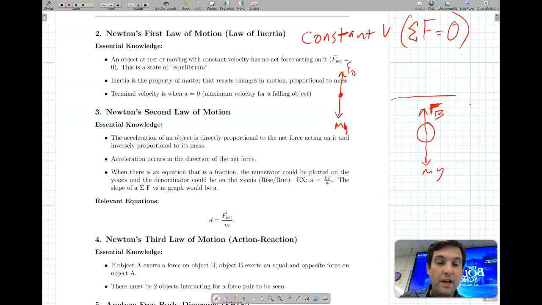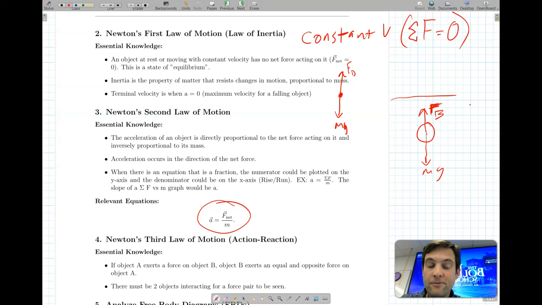Acceleration of an object is directly proportional to the net force acting on it and inversely proportional to its mass, as seen in Newton's second law. Acceleration occurs in the direction of the net force. So whatever direction is your net force, that's the direction of your acceleration.